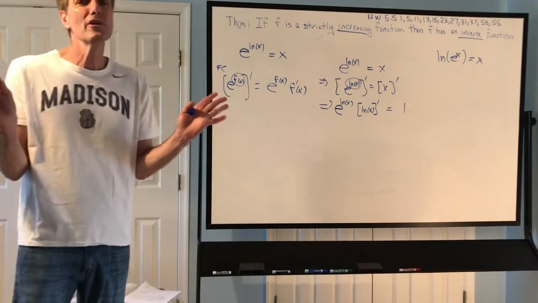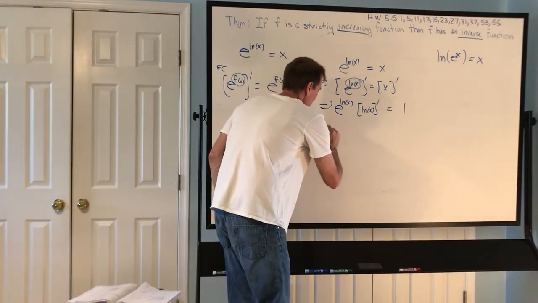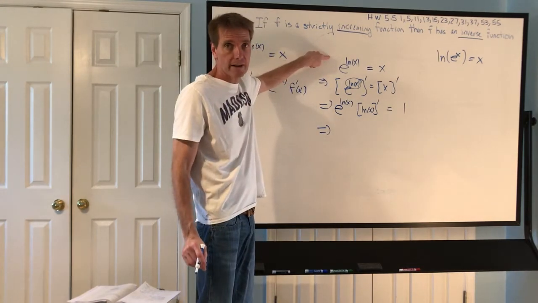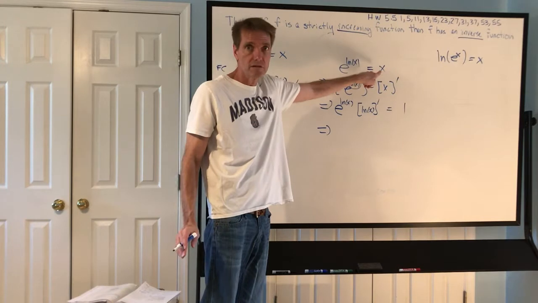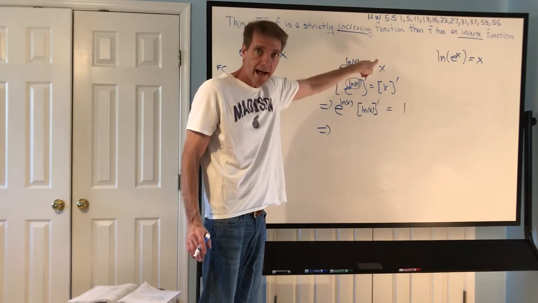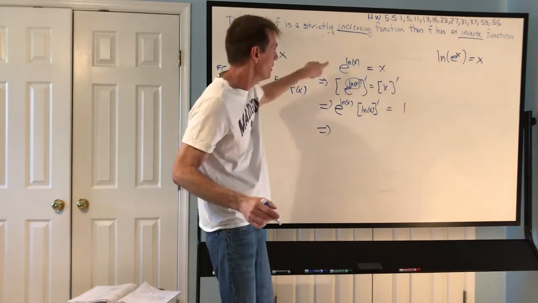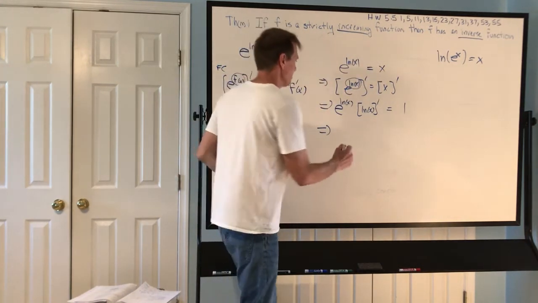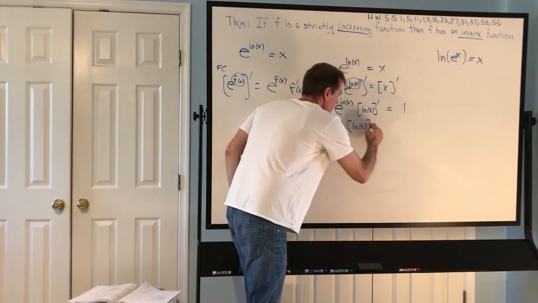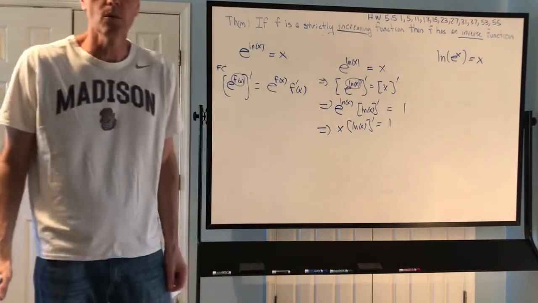Like, Dr. Warren, where are you going with this? Well, just wait. But up here, e to the natural log of x is equal to x, so I can substitute that in here. This is x times the derivative of the natural log, which is equal to 1.